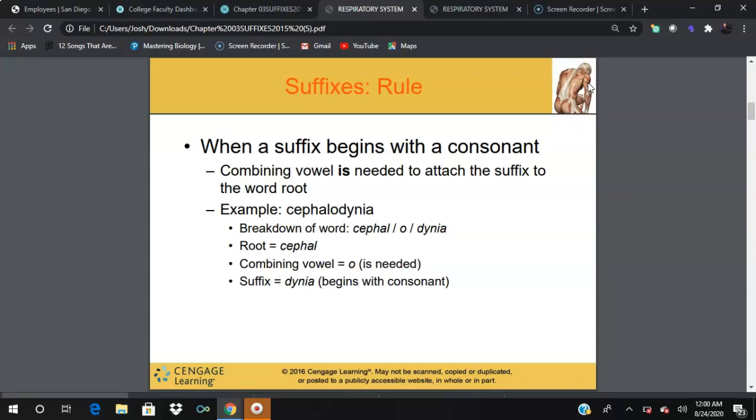It can't be cephaldynia. And so when we have suffixes, that's why we have the dash O with all of our word roots, and when we add that combining vowel, it becomes a combining form. So once again, when we have a suffix that starts with a consonant, we have to add that combining vowel. The majority of the time, the combining vowel is O. Every once in a while, they'll use I, but the overwhelming majority of combining vowels are going to be O. So when we look at cephalodynia, the combining vowel O is needed because dynia begins with a consonant.